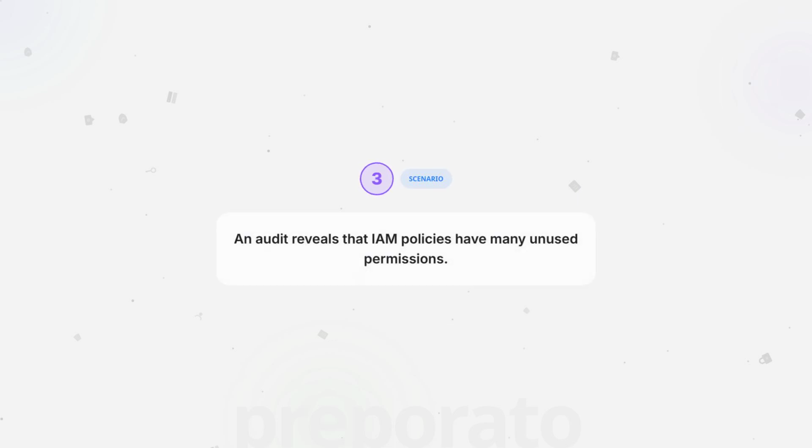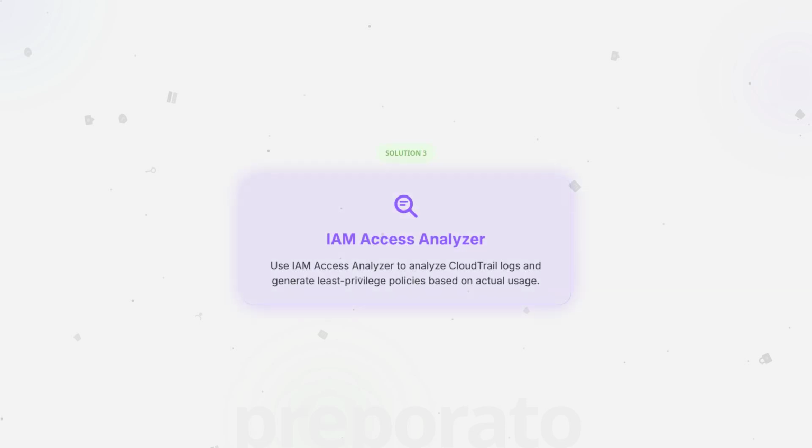Scenario 3. An audit reveals that IAM policies have many unused permissions. Solution: use IAM Access Analyzer to analyze CloudTrail logs and generate least privilege policies based on actual usage. Replace the existing overly broad policies with the refined versions.